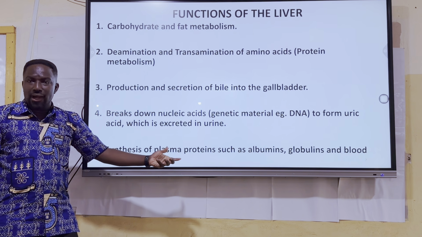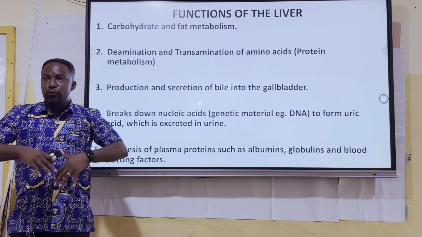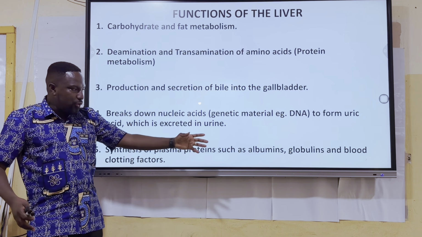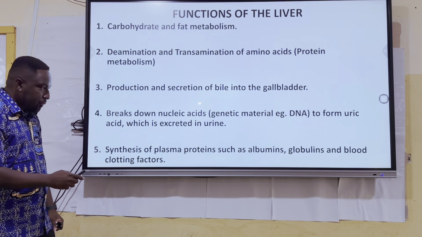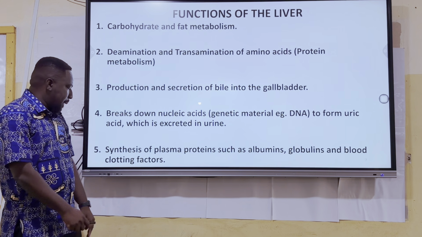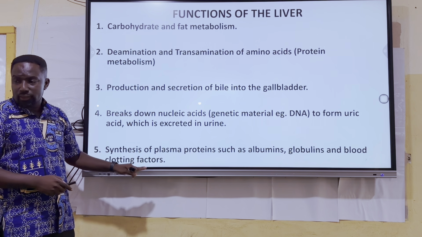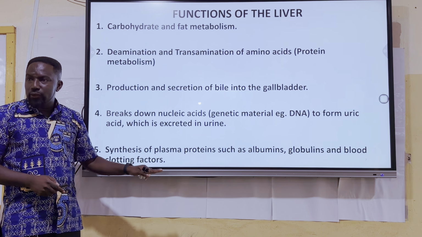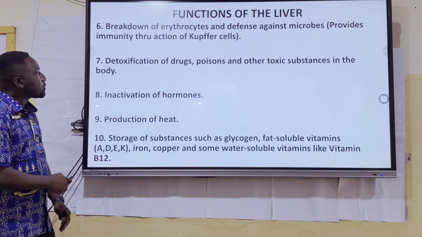So one of the cardinal complications of liver diseases is that it leads to ascites, where there's accumulation of fluid in the abdomen, and it is as a result of decreased oncotic pressure. The liver is also responsible for the synthesis of globulins and blood clotting factors. So if you have a liver disease, then clotting of blood can also be a problem, especially when you get an injury.